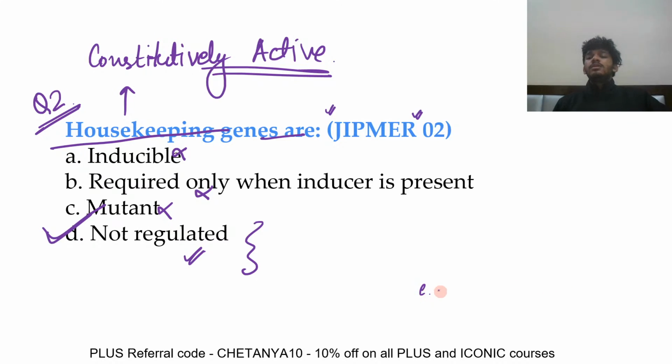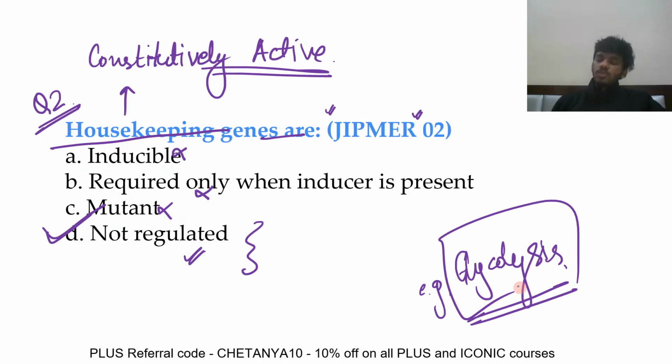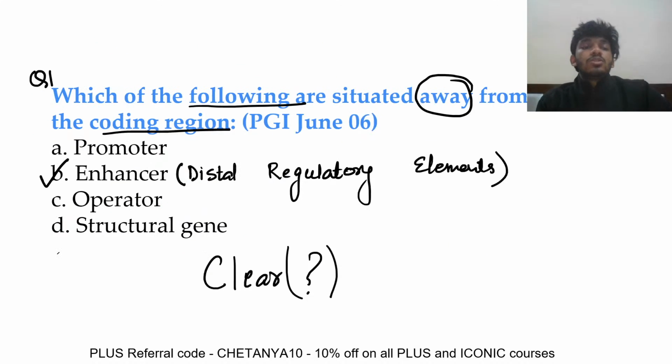For example, the genes for glycolysis. They are housekeeping genes. They are constitutively active. Alright. And other processes that are essential for the survival of the cell, they are all housekeeping genes. Okay.